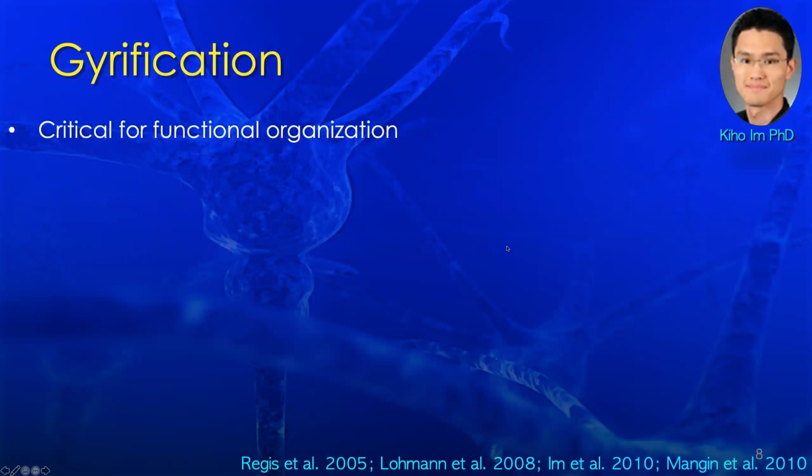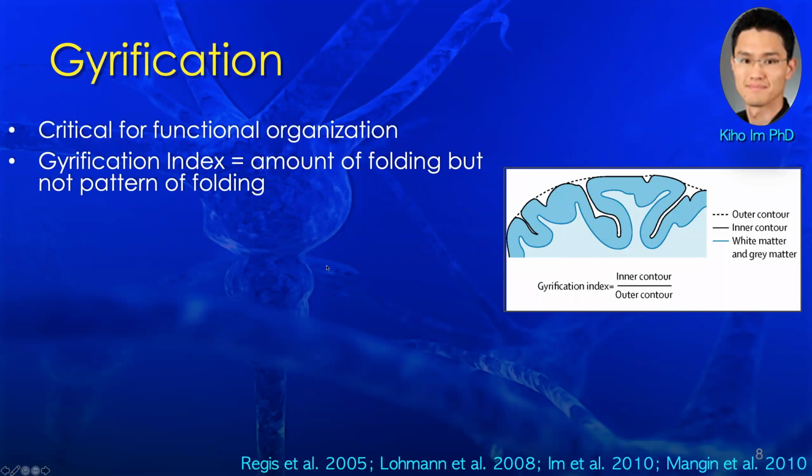Now, some of the approaches we've been using, again, key on things we think are biologically relevant. So for example, gyrification, we know, is critical for functional organization. Up to date, the most common way to quantify gyrification is using a gyrification index, which characterizes the amount of folding, but not the pattern of folding. And it's the area of the inner cortex over this outer shrink-wrapped surface.